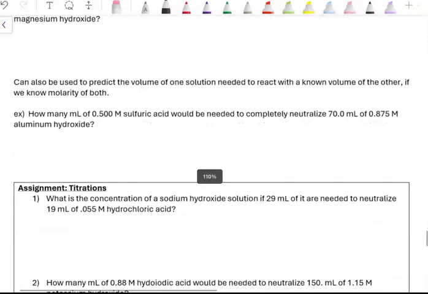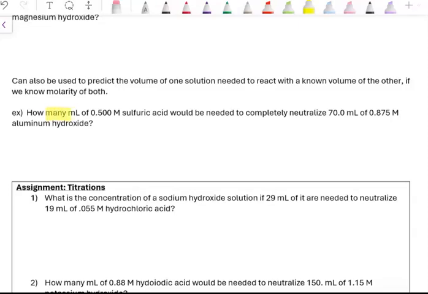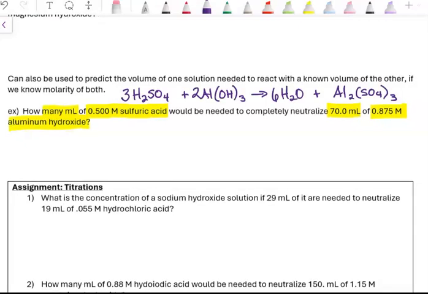It is also possible that we can find an unknown volume. So same kind of reaction, neutralization. This time, though, we're looking for the milliliters of sulfuric acid. We know the molarity this time, and we know the volume and the molarity of the base. So go ahead and come up with a balanced neutralization reaction. We'll start there. Okay, so there's my balanced equation.